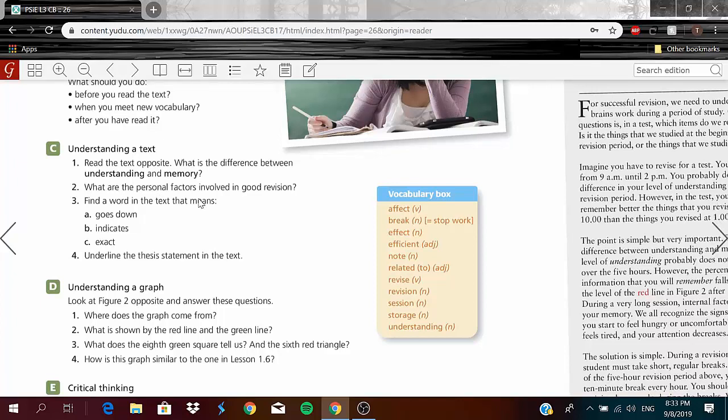Okay? So what are the personal factors involved in good revision? And this will entirely be up to you as a student. For me personally, I'd say the personal factors involved in good revision are probably better grades. This one's a no-brainer. Generally being happier, because a lot of people think that, hey, it's exam week or the next 2 weeks are exams, I'm going to be miserable the whole time.